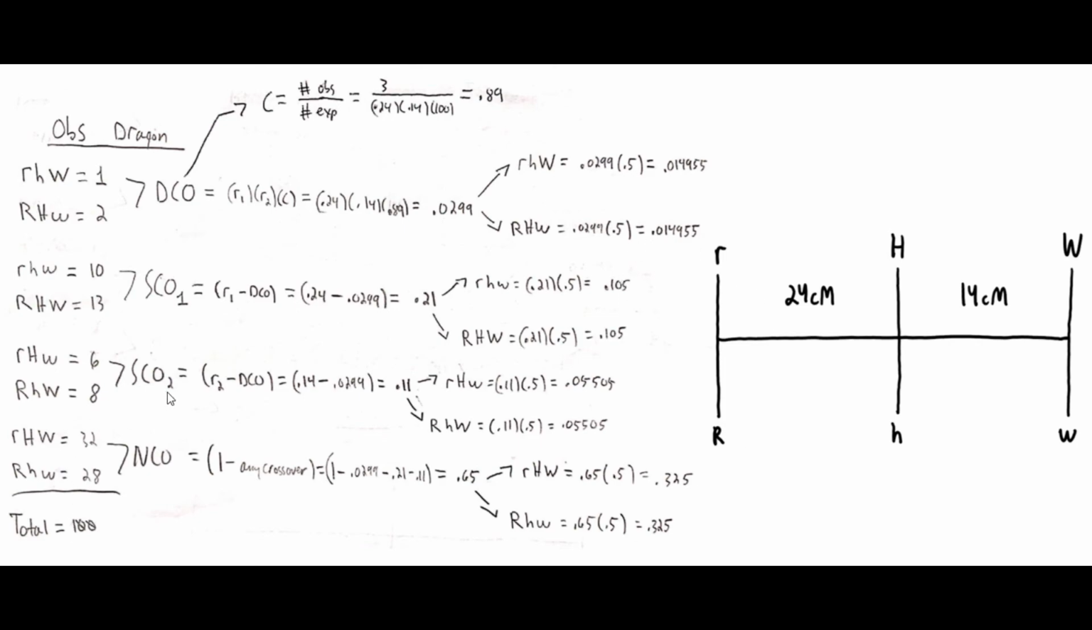Here's single crossover 2, which going down our math, we reach our gamete ratio or specifics, which is 0.05, and for no crossover, we got a value of 0.325 over here for our specific gametes. And that should be it.